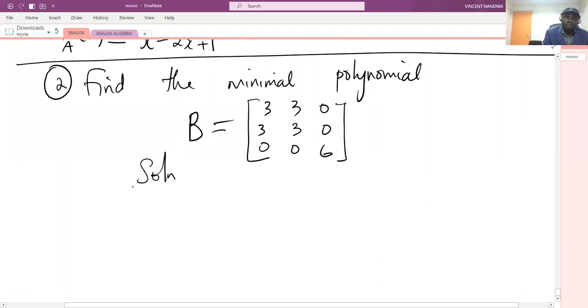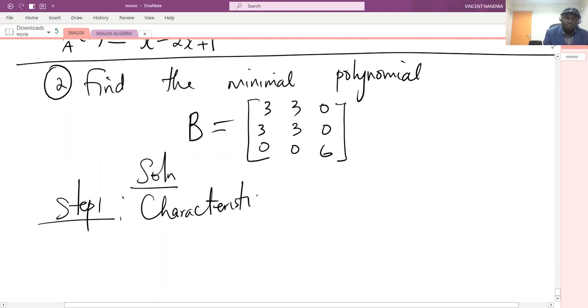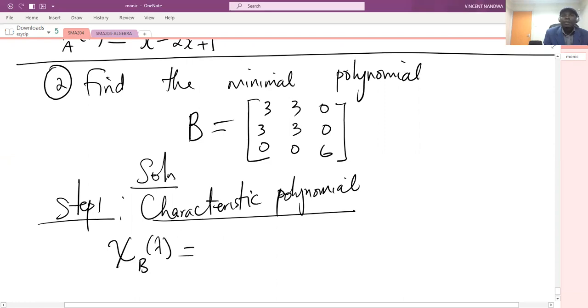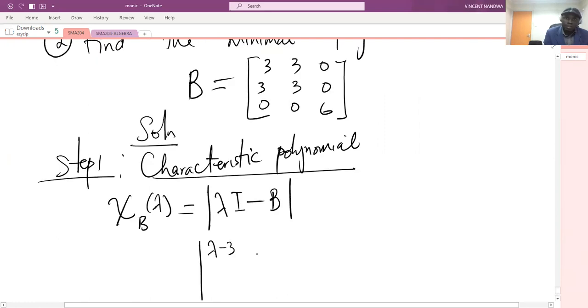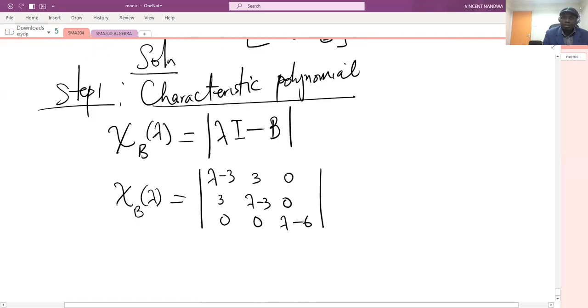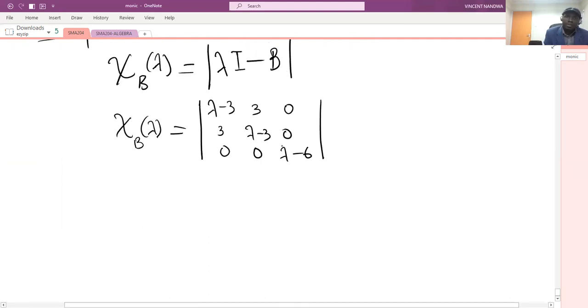Solution, step 1: find the characteristic polynomial. The characteristic polynomial of this matrix B is obtained by the determinant of lambda I minus B, which will be the determinant of lambda minus 3, 3, 0, 3, lambda minus 3, 0, 0, 0, lambda minus 6. This is the characteristic polynomial of our matrix.